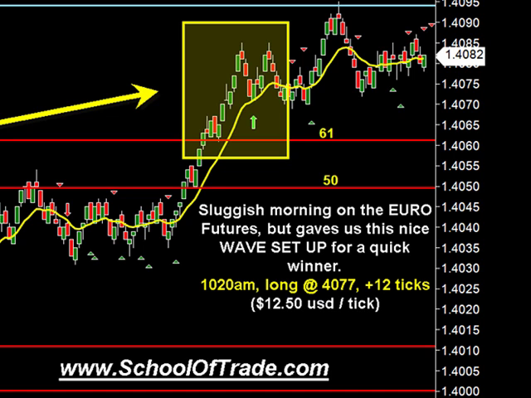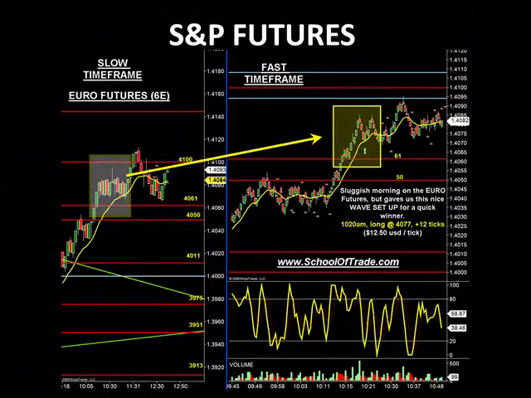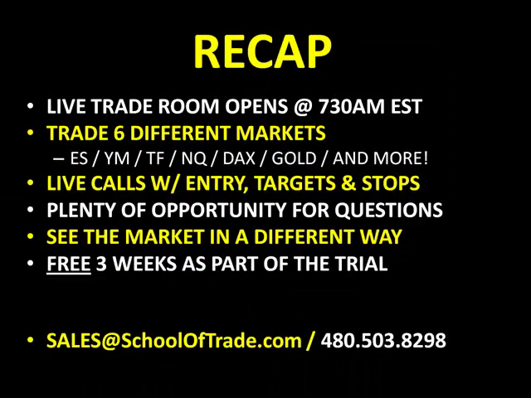A 12-tick winner. That's taking profit at 4 ticks, taking profit at 8 ticks, and then getting scratched out on our runner. At $12.50 per tick, you guys can do the math. And this 12-tick winner at 10:20 this morning made back that money and some on our loss in the DAX. Now, guys, let's take a recap here.